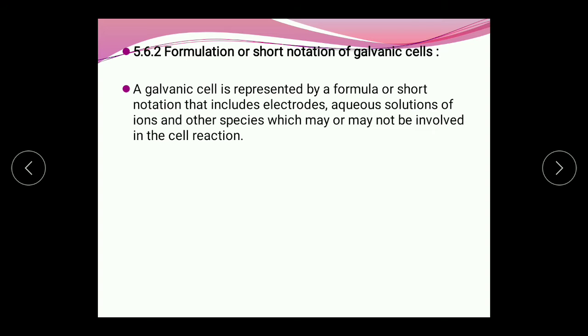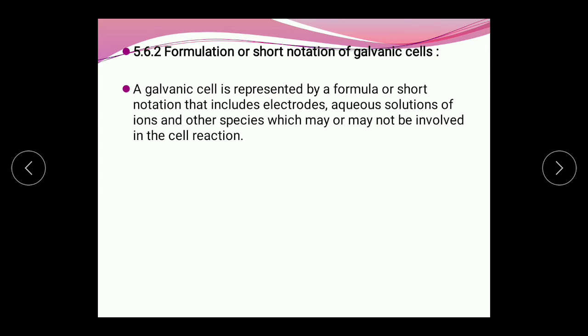Now, in today's session, I am going to tell you about the formulation or short notation of a galvanic cell. What does it mean? A galvanic cell is represented by a formula or short notation, we can say, that includes electrodes, aqueous solutions of ions, and other species which may or may not be involved in the cell reaction. But it is required to construct a cell. It may not be involved in the cell reaction.